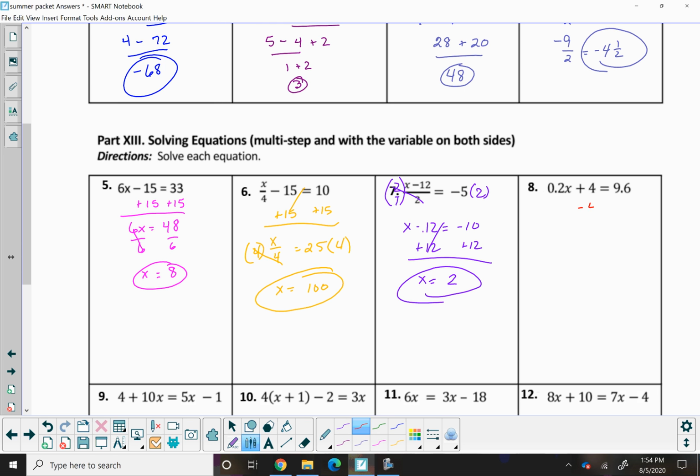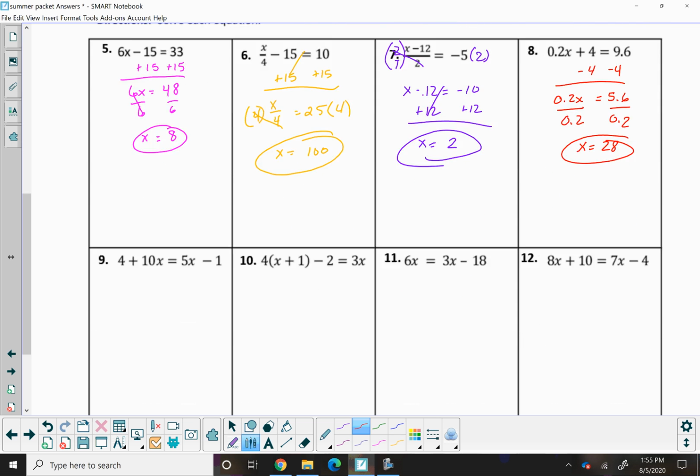Add or subtract 4 from both sides. So 0.2x is equal to 5.6. Divide both sides by 0.2. X is equal to 28.